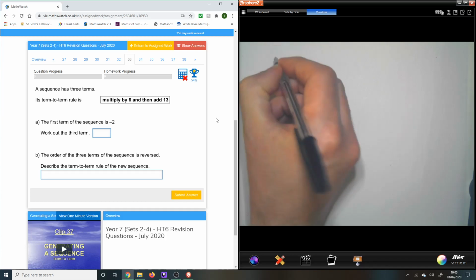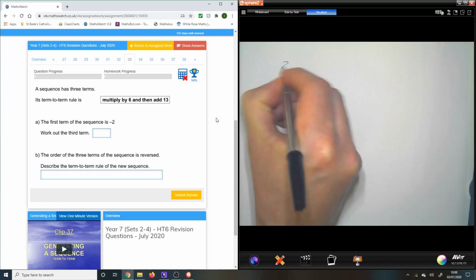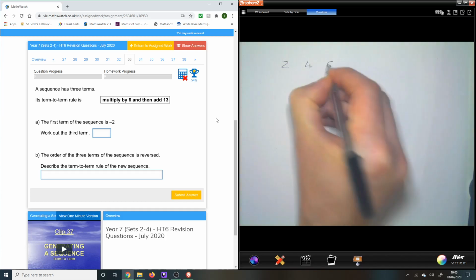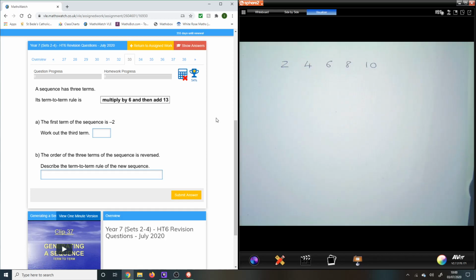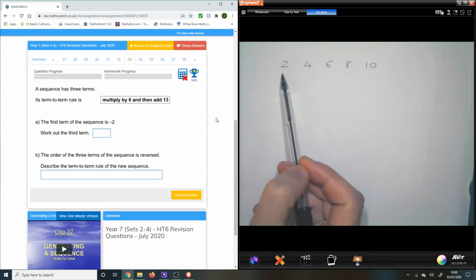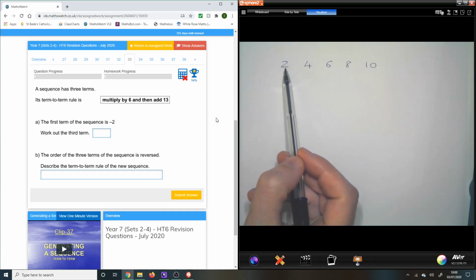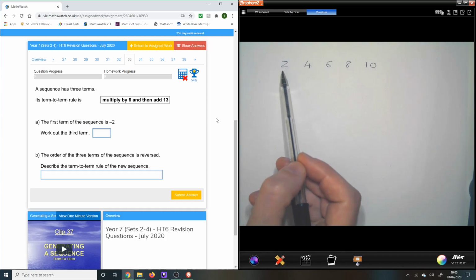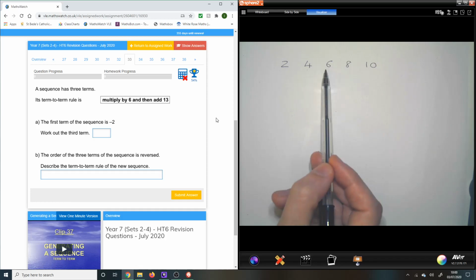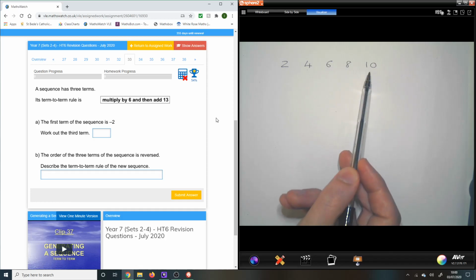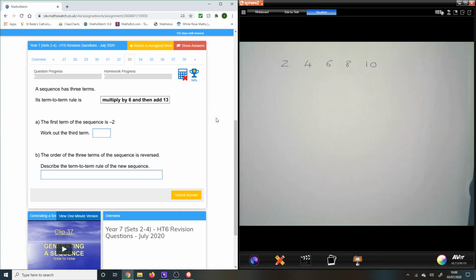Okay, well before we do that, let's very quickly look at that sequence there. Just to understand what some of these words mean, this is the first number in our sequence, so this is what we call the first term in the sequence. This being the second number in the sequence, we call it the second term. So third term, fourth term, fifth term. So the term is just the position in the sequence.